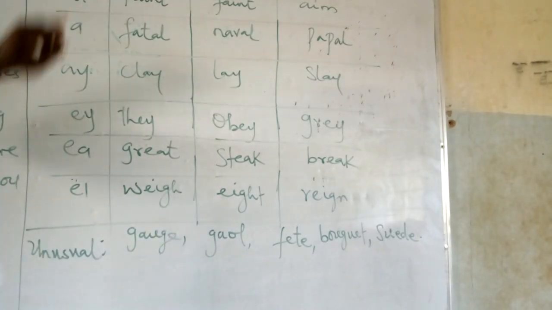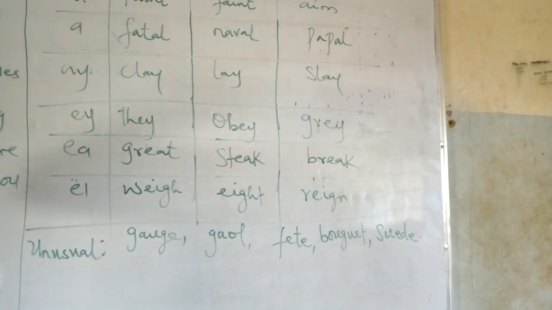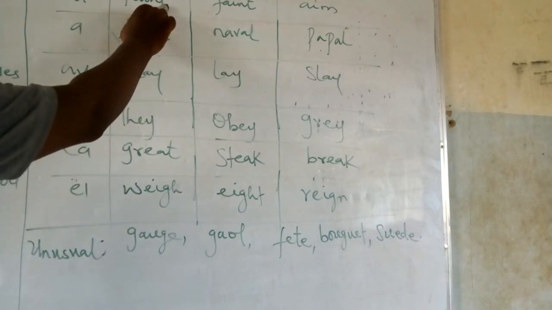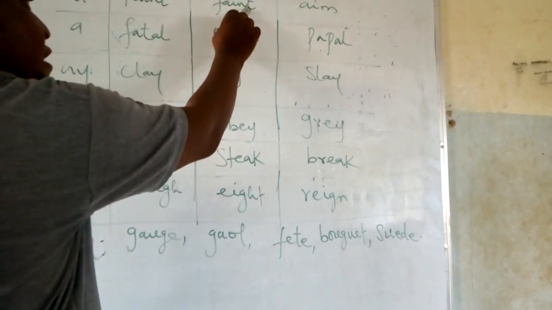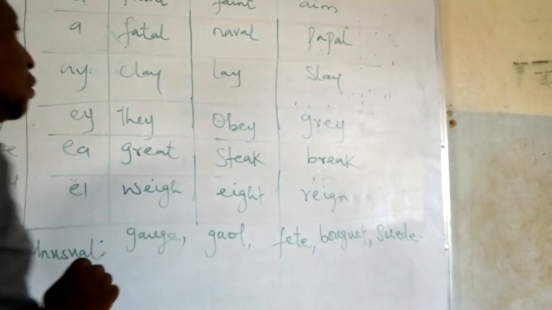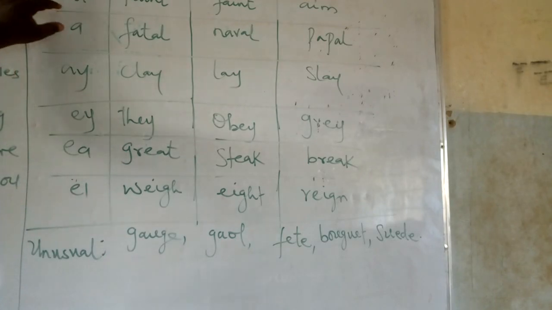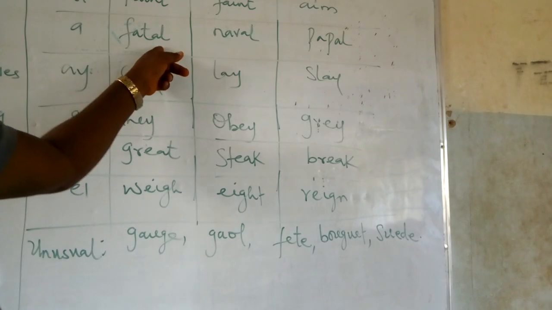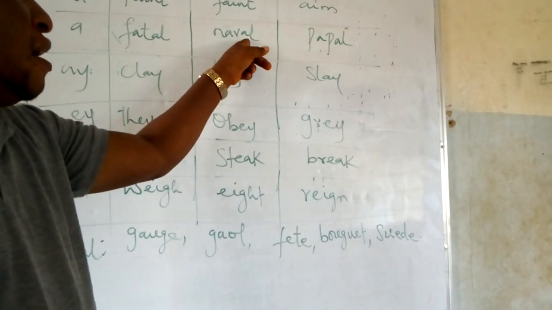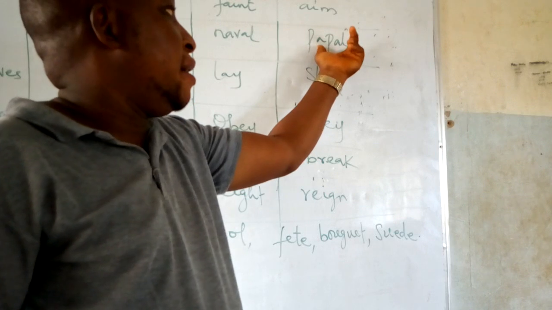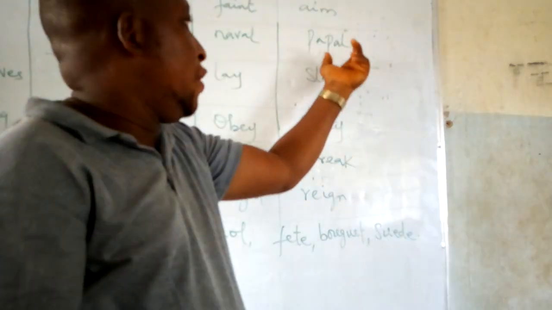We also have the A sound in words that have the letters A and I, as in paints, faints, aim. Good. We have it in some words that have the letter A, as in fainter, never, paper. Mind you, this is different from the normal paper you know.